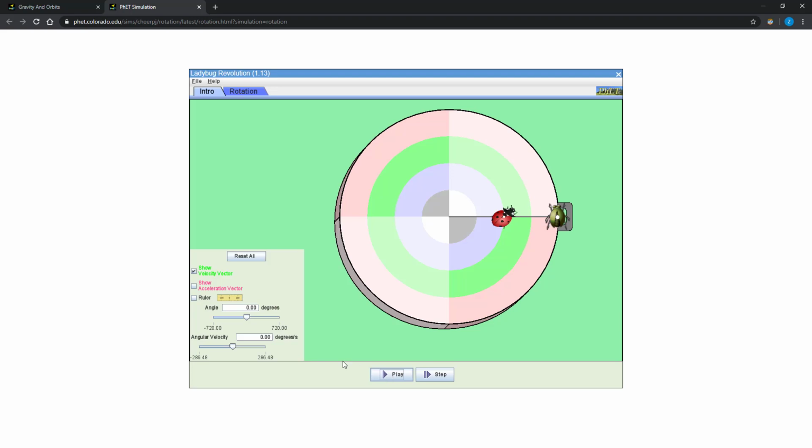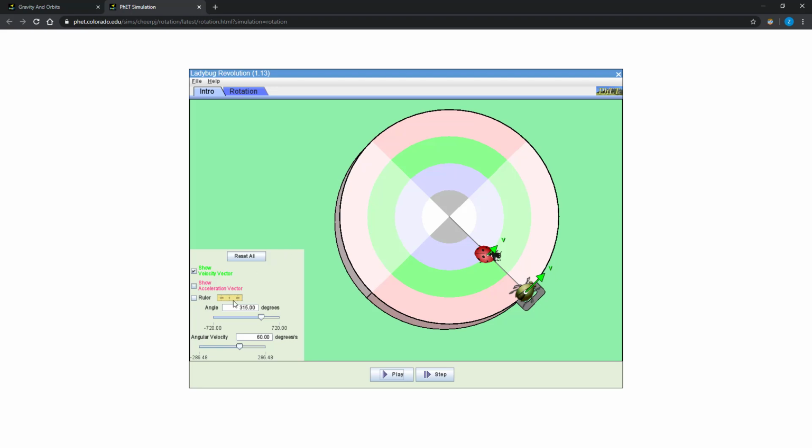So let's play, and we'll have a 60 degrees per second rotation. Let's get that started. Okay. So that looks like, if I pause it, ladybug has this much velocity, this length, and this other beetle bug has basically 2, so twice as much. It's hard to see that, but this magnitude is actually twice as big.